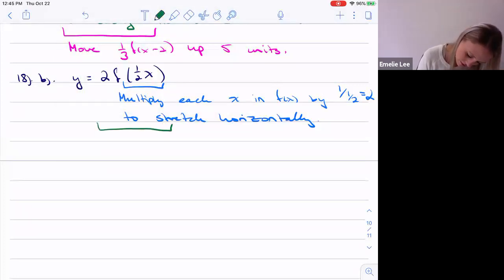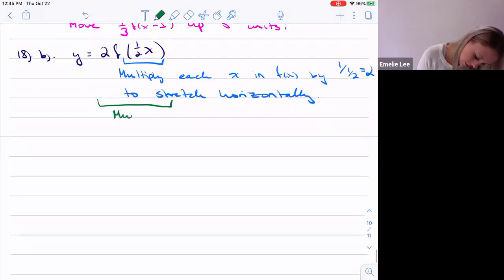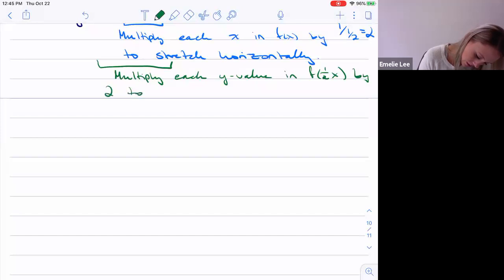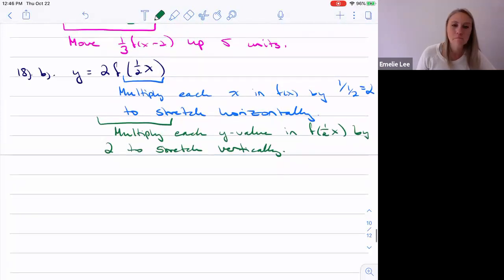So now multiply each y value in f of 1/2 x by 2 to stretch vertically. That's it.